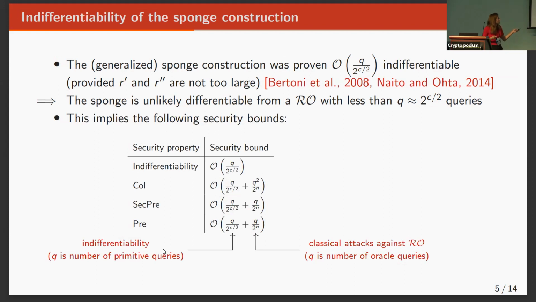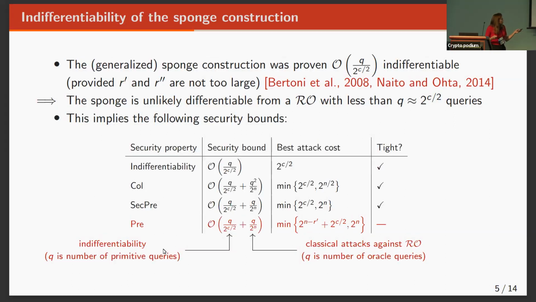For the classical security properties, the security bound is the sum of two terms. The first one comes from indifferentiability, while the second one is the success probability of a generic attack on a random oracle. So now we want to compare the security bound against the best known attack and see if the two quantities match. For the classical security properties, the best attack cost is the minimum between two terms, and it corresponds to two different strategies. The first one is an attack that exploits the inner working of the sponge, while the second one is just a generic attack.